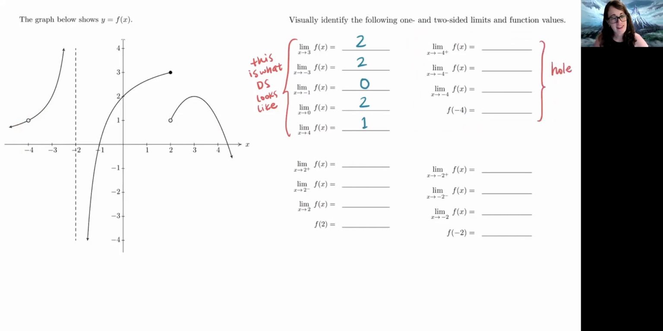All right, but remember that the limits don't actually see the point. They don't see what is going on at -4. So the hole isn't going to affect the limit. Okay, we're just approaching -4, but we never actually get there when we are finding the limit.